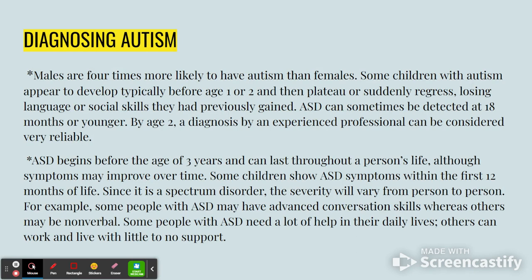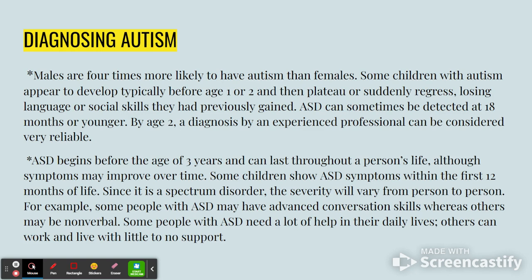Diagnosing autism. Some facts. Males are 4 times more likely to have autism than females. Some children with autism appear to develop typically before age 1 or 2 and then plateau or suddenly regress, losing language or social skills they had previously gained. ASD can sometimes be detected at 18 months or younger, but by age 2, a diagnosis by an experienced professional can be considered very reliable. ASD begins before the age of 3 years and can last throughout a person's life, although symptoms may improve over time. Some children show ASD symptoms within the first 12 months of life.